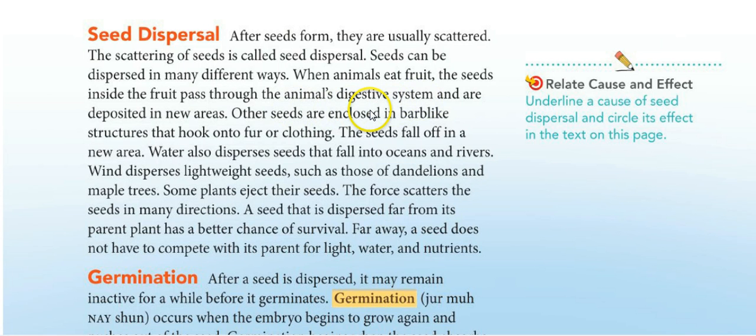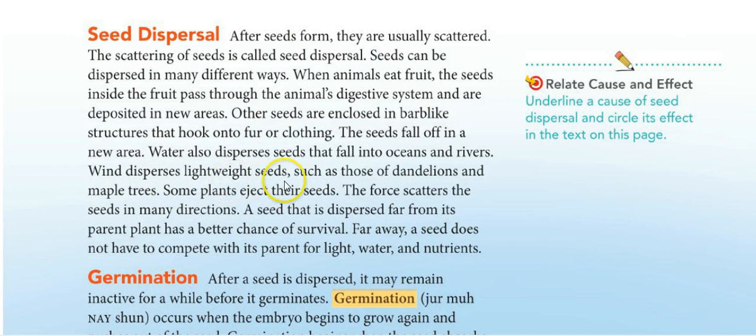Other seeds are enclosed in barb-like structures, little burrs that sometimes get caught on your clothes if you're running through tall grass or through the woods, or it gets hooked onto animals, and wherever those fall and drop, if the conditions are right, could form a new plant. The water can also spread seeds around, rainwater washing it away, or if it gets into a river or an ocean, those seeds could be passed somewhere else.